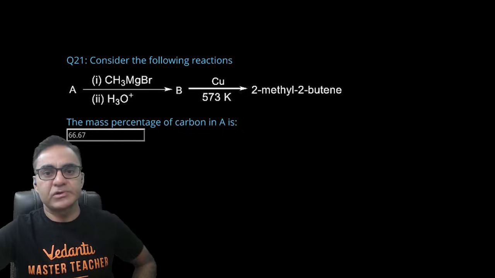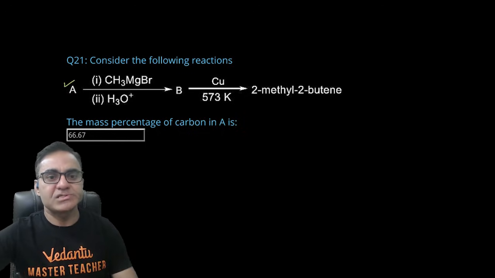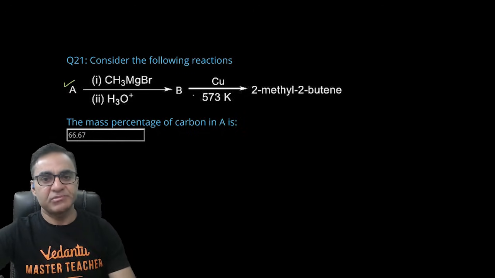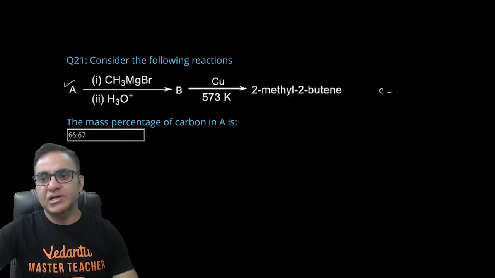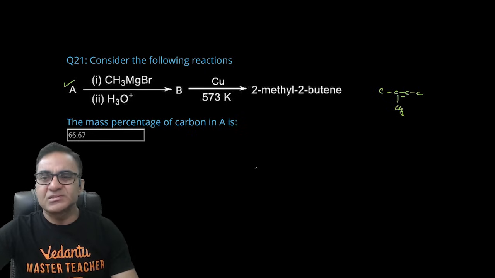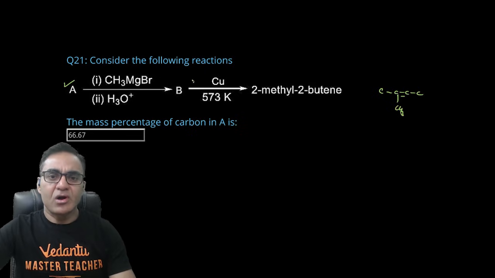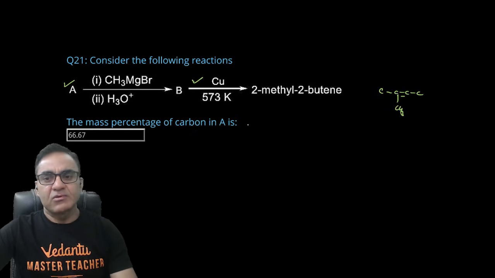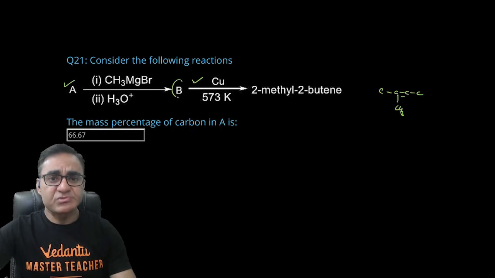कंसिडर द फॉलोइंग सीक्वेंस ऑफ रिएक्शन. A कंपाउंड है, इसका मिथाइल मैग्नीशियम ब्रोमाइड से रिएक्शन करके B बनाया है. B का कॉपर एट 573 से रिएक्शन करा के 2-मिथाइल-2-ब्यूटीन बनाया है. 2-मिथाइल-2-ब्यूटीन इज दिस. एक्चुअली दिस इज एन एल्कीन, और कॉपर ऑन हीटिंग फॉर्म्स एल्कीन, दैट मींस B हैज टू बी टर्शरी अल्कोहल.